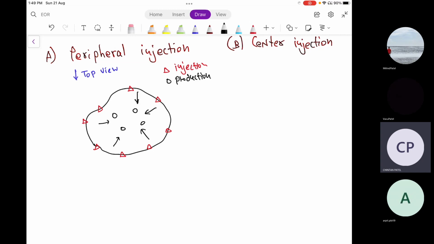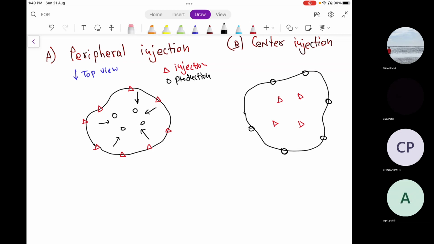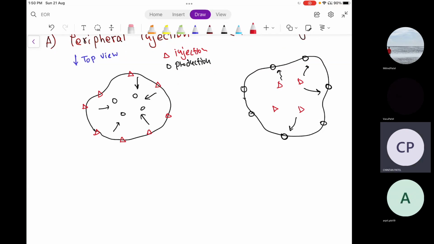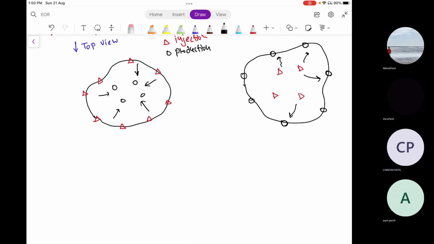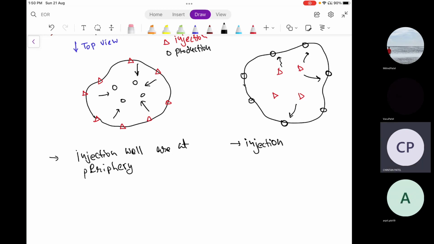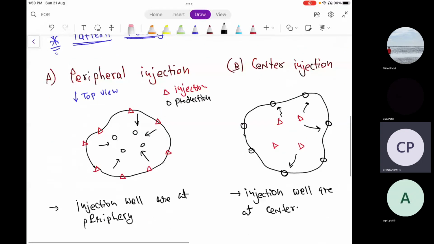And in center injection, it's just the inverse of what we can see here. So in that case, if this is my reservoir, my injection wells must be inside, and my production wells are at the periphery. So my flow direction is something like this. Okay, so in simple terms, it is easy to remember based on the injection well because it's directly correlating. So in this one, injection wells are at the periphery, and in this case, injection wells are at the center. Okay, so these are the two basic types.